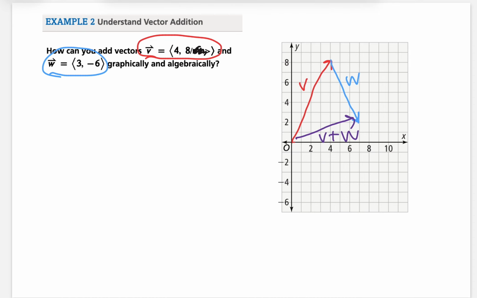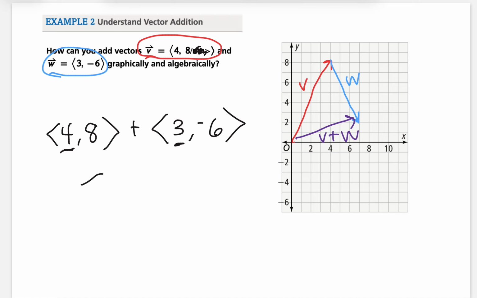So then we can double check our picture algebraically. So if I were to take (4, 8) plus (3, -6), if I add the x components, I get 7. And if I add the y components, I get 2. And if you look at my graph over here, vector v plus w ends at the point (7, 2). So we can algebraically add vectors, but we can also show with the graph.